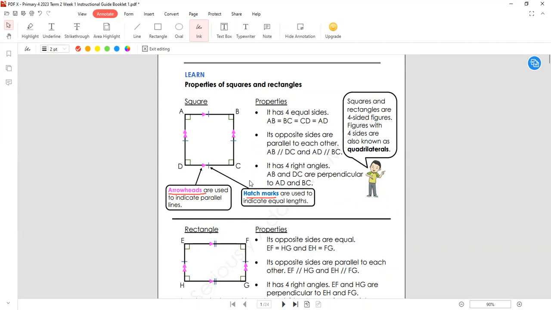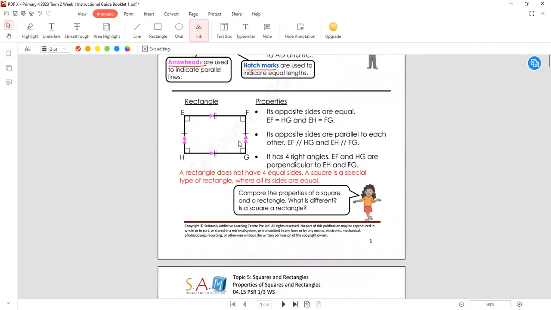And the other one is called hatch marks. Whenever they see a single hatch mark, what that means is that the length is the same. So BC is the same length as DC, DA and AB. And it works the same for rectangles as well. So just get them to take note of that.